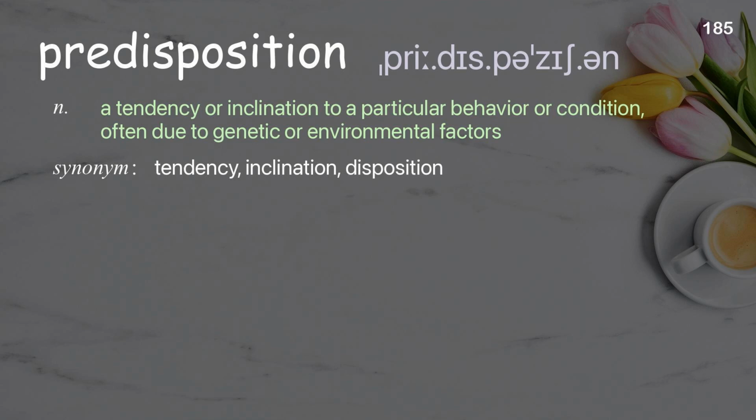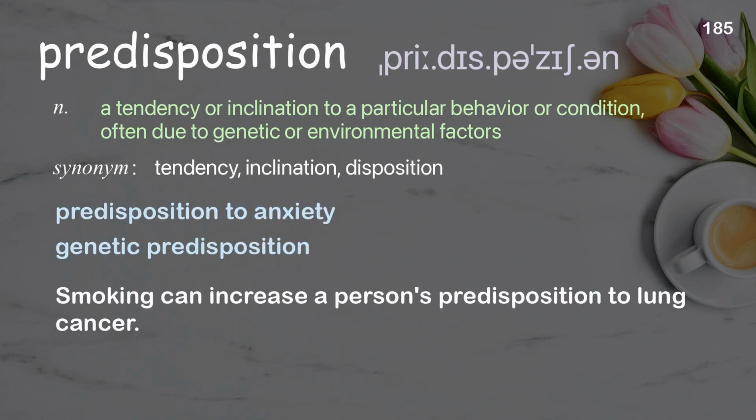Predisposition. A tendency or inclination to a particular behavior or condition, often due to genetic or environmental factors. Examples: Predisposition to anxiety. Genetic predisposition. Smoking can increase a person's predisposition to lung cancer.